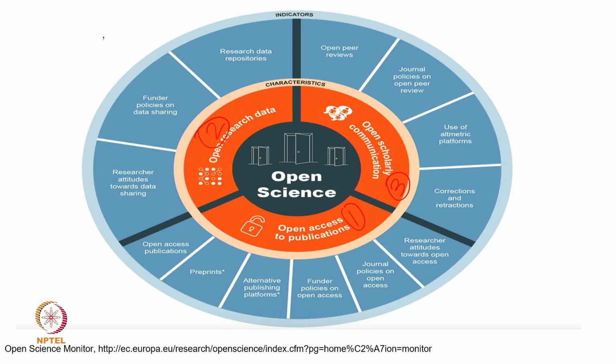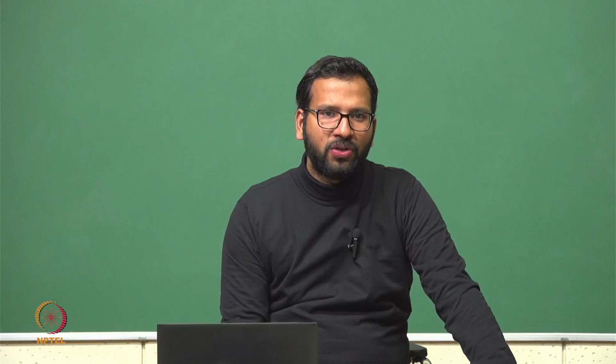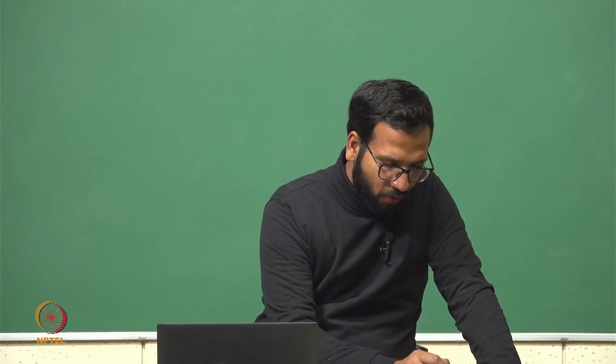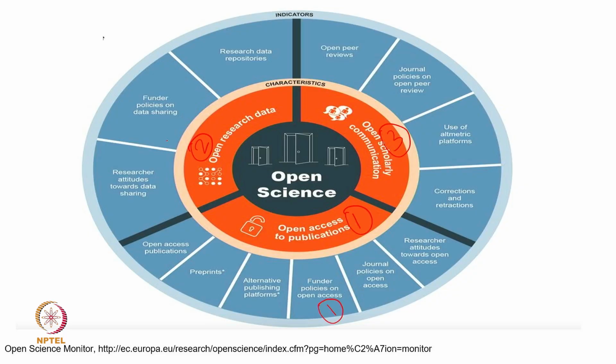Then the second component, open research data, includes research data repository, funder policies on data sharing, and researcher attitude towards data sharing. Then the third component, open scholarly communication, consists of open peer review, journal policies on open peer review, use of altmetric platforms, and correction and retraction. So if you have noticed, two of the things are common in two of the components. The first is the funder policy. So funder policies on open access, and second is funder policies on data sharing.